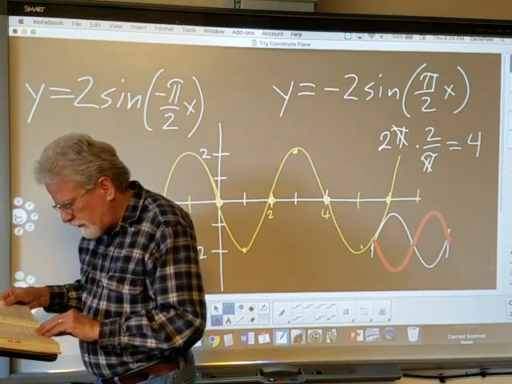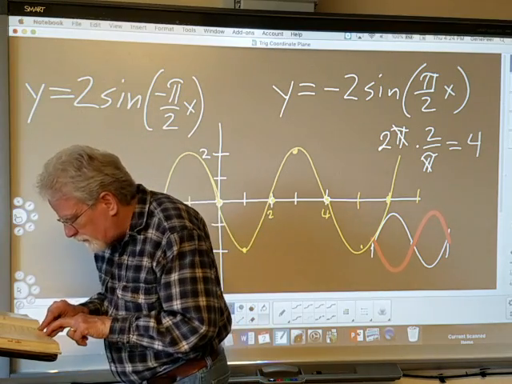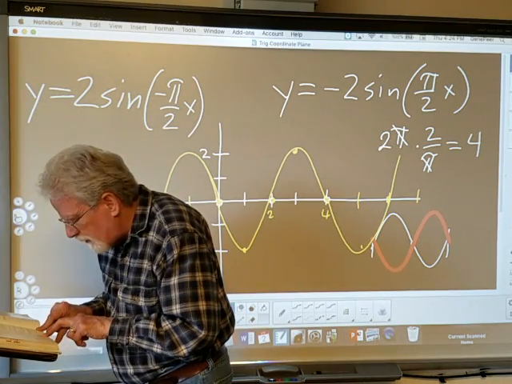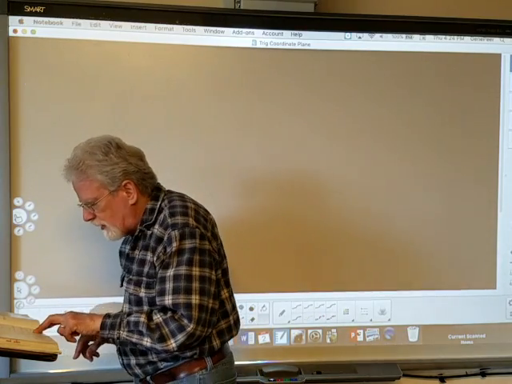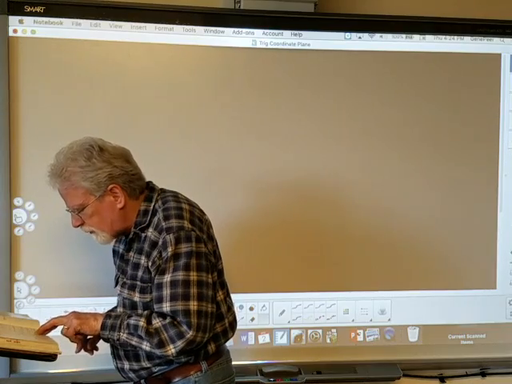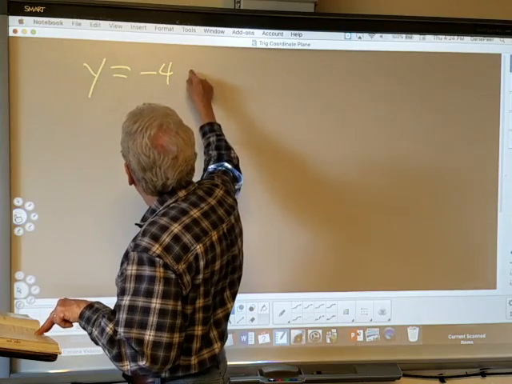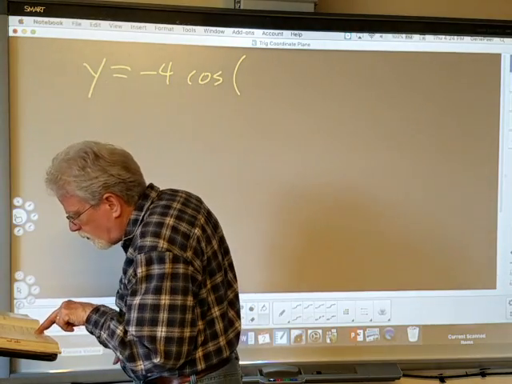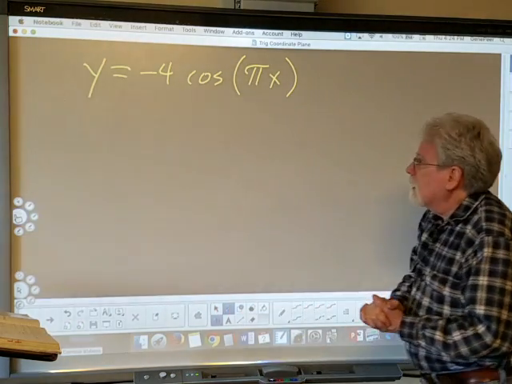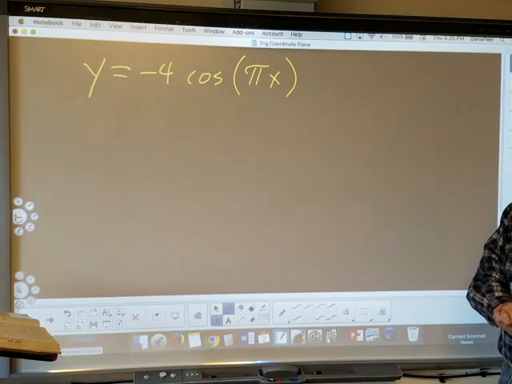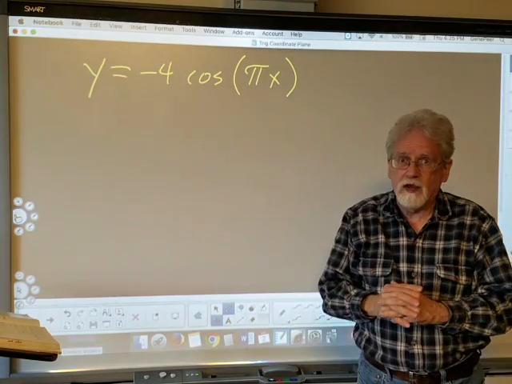Example 7 asks us to graph this guy. Oh, this one's good. Let me just check in advance and see. Yeah, they're doing it to us again. They're giving us these whole number periods instead of periods in terms of pi. And that's okay. We have y equals -4 cosine of pi x. Alright. Clearly it has an amplitude of 4. It's also going to be upside down. But it's cosine, not sine this time.